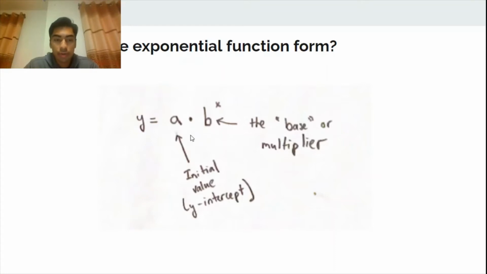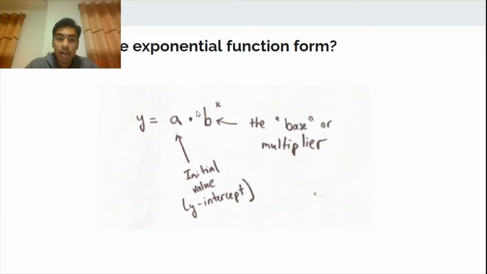So an exponential function takes the form of y equals a times b to the x, where a is our initial value or our y-intercept, which is just when x is equal to 0. And our b value is essentially the base or the multiplier value. And so each time we increase x by 1, we're going to multiply by this value.